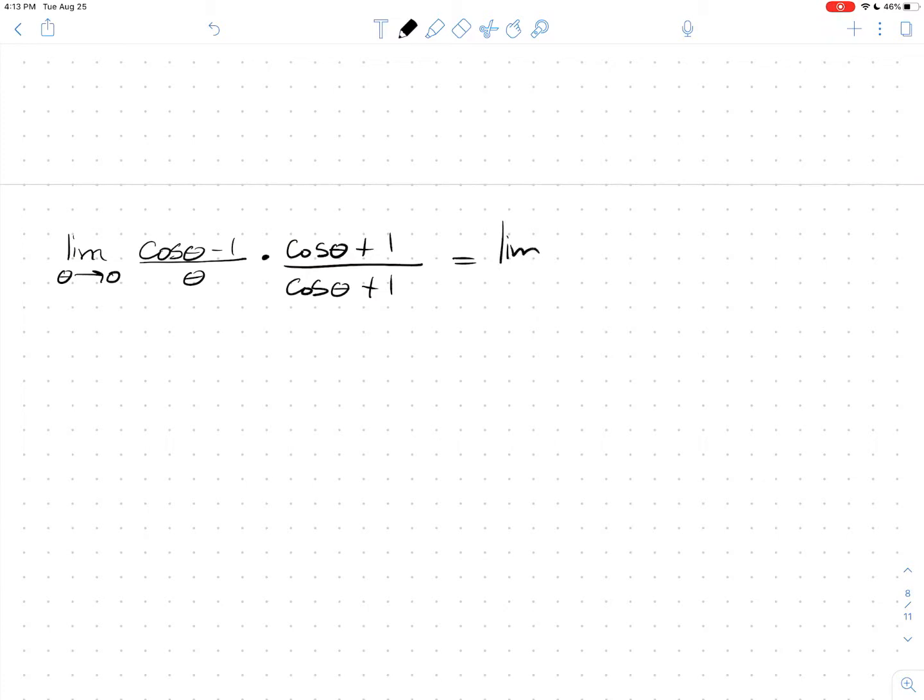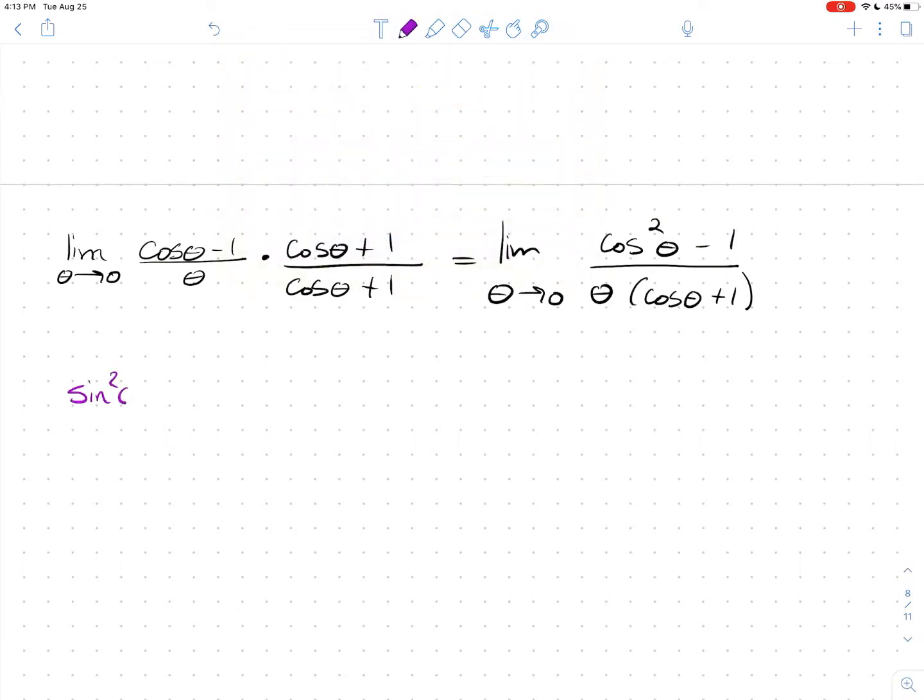And so when you do that, you get the limit as theta goes to 0 of cosine squared theta minus 1 over theta times cosine theta plus 1. And hopefully, at this point, you can see why I did this, because you can play around with your trig formulas and come up with a simplification for that. Here it is. Let's do this in purple so that you can see.